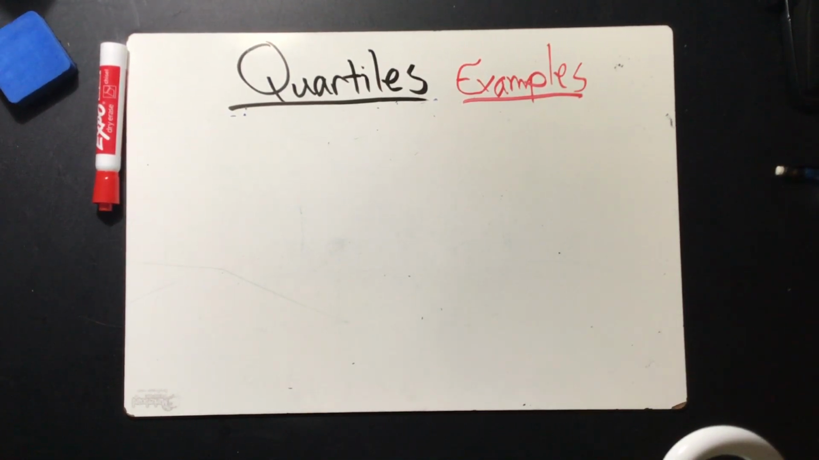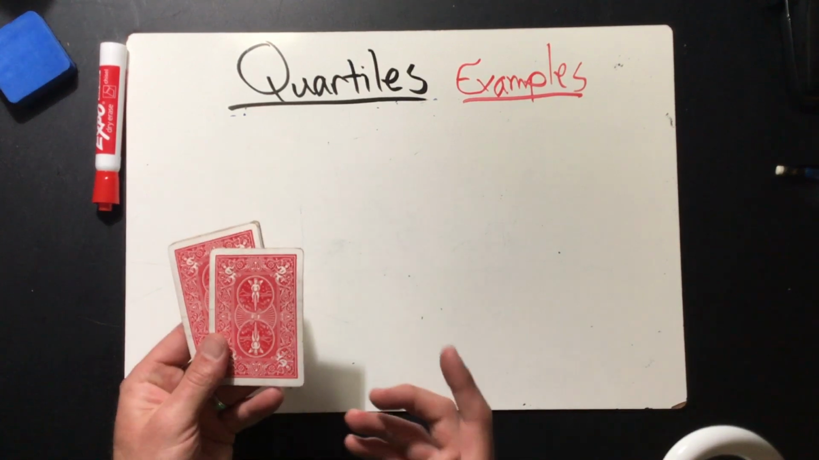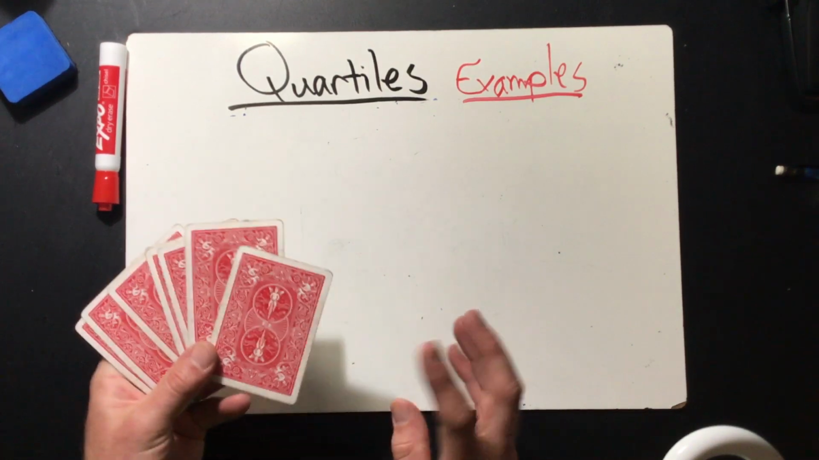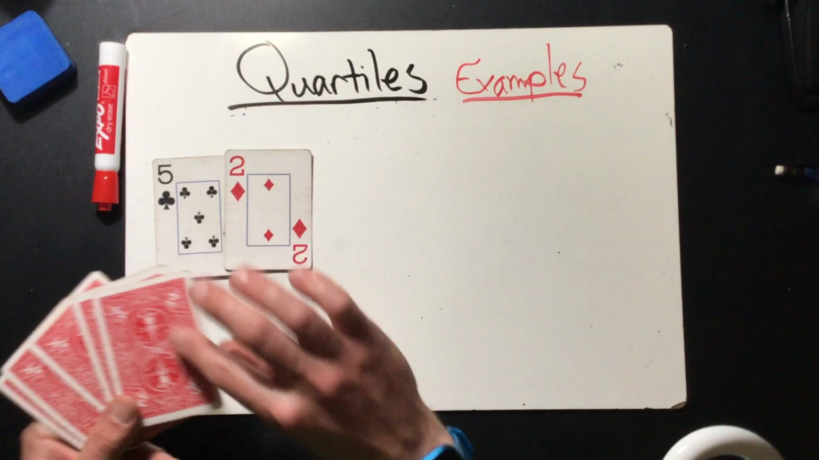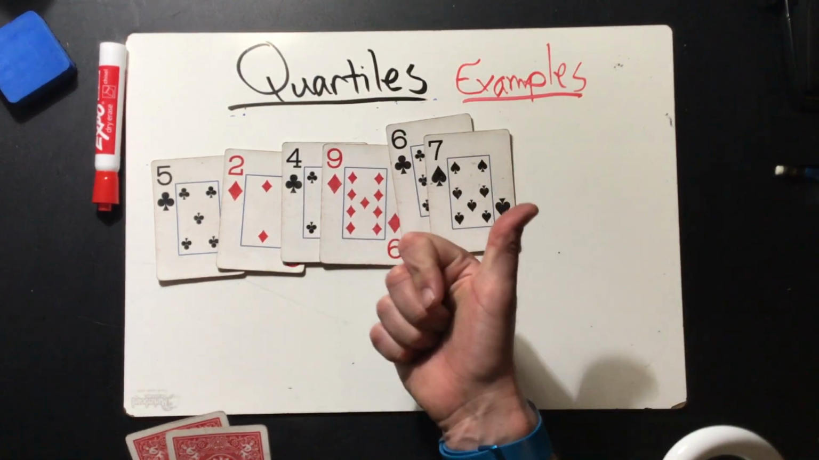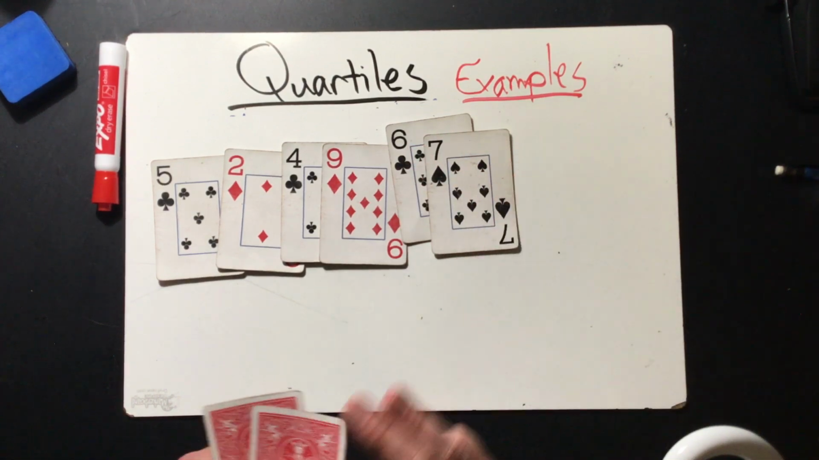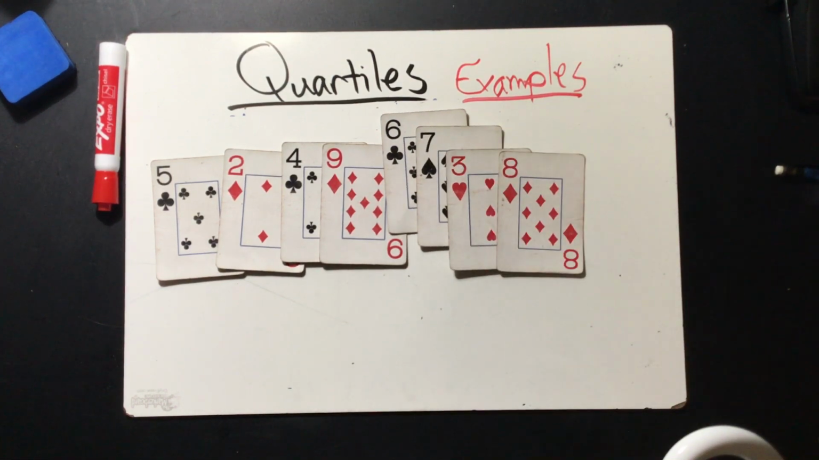Hello and welcome to this video where we will do some examples of finding quartiles. To help me, I'm going to use a deck of cards. And so what I've done is I have a handful of cards. We're going to flip them over and then we're going to practice the process of finding quartiles, finding the median, finding the interquartile range, and finding the range. Not necessarily in that order.